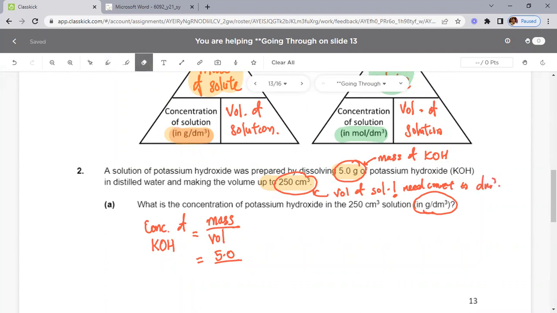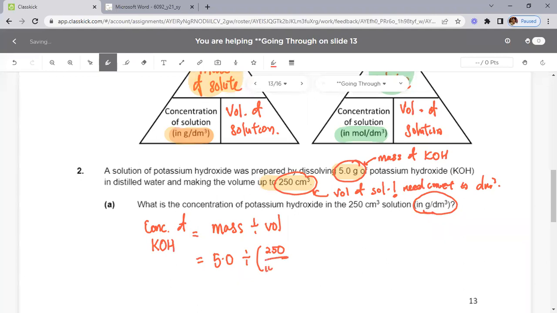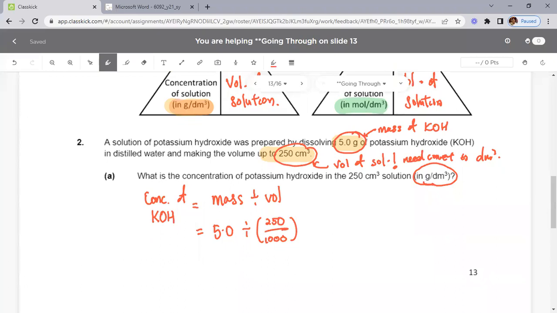So actually, let me erase this. I'm not going to write like this. Instead, I'm going to write mass divided by volume. I'm just going to use the divide sign here. So the mass I know is 5.0. I need to divide it by the volume. The volume is actually 250, but I want to convert cm cube to dm cube, so I need to divide by 1,000. So it will be 5.0 divided by 250 over 1,000.